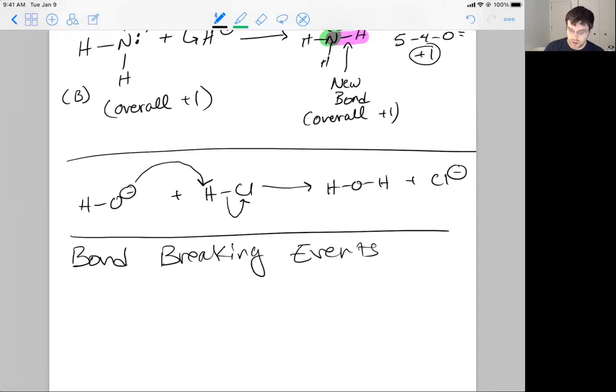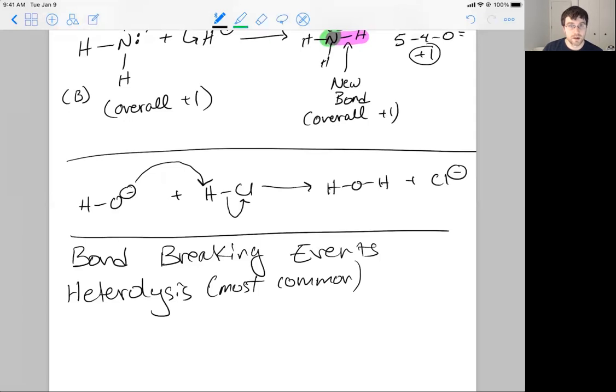There's what we call heterolysis. Now, heterolysis is the most common. And again, I want to be careful. It is truly the most common type of bond rupturing event that we see, but we're actually going to start with the other form that I'll get to in a moment.